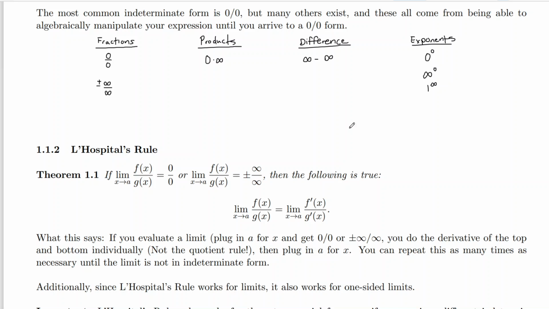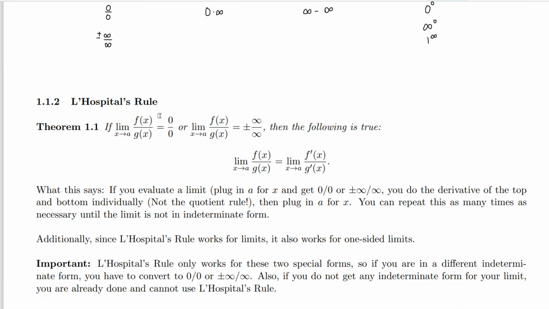But what L'Hôpital's rule says is the following. If you get one of these two fraction forms of indeterminate form, 0 over 0 or infinity over infinity, then what you're allowed to do, and it's valid, is that the limit as x goes to a of f of x over g of x, well, it doesn't give you the answer, but it tells you what to do. It tells you take the limit as x goes to a, but do the derivative of the top and do the derivative of the bottom.